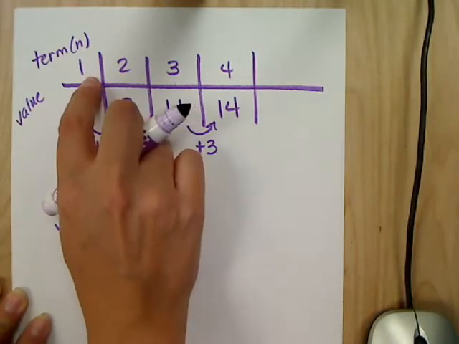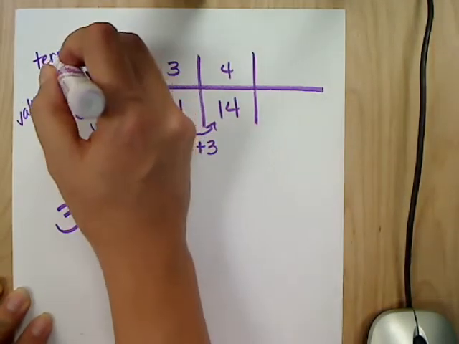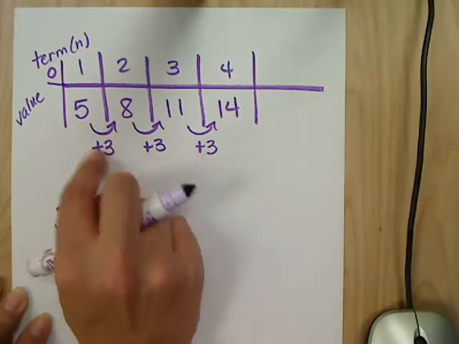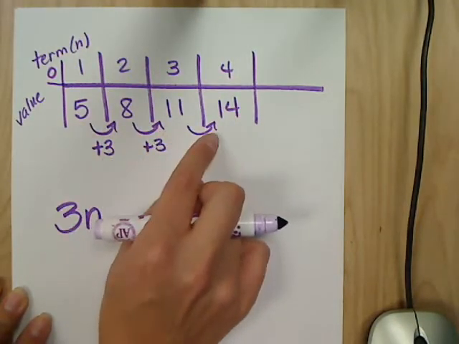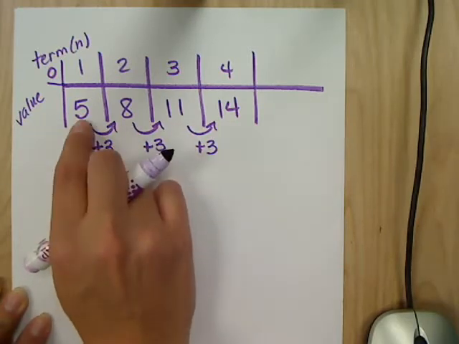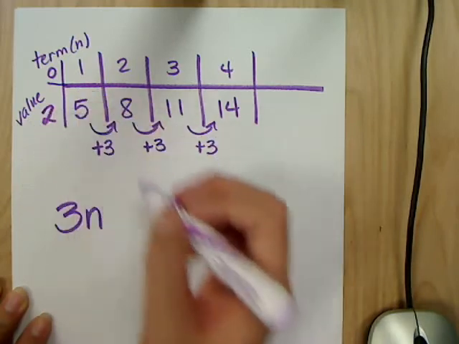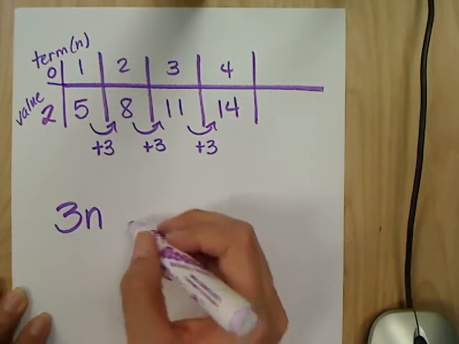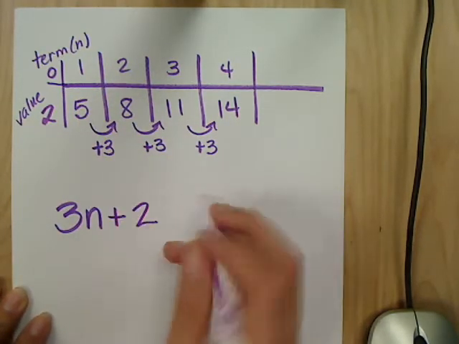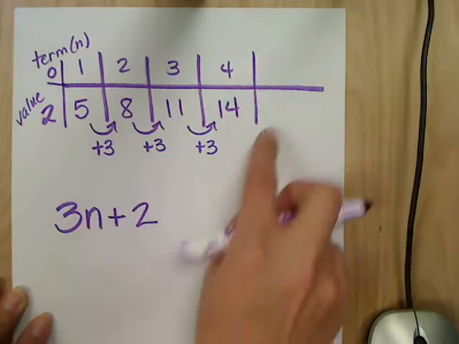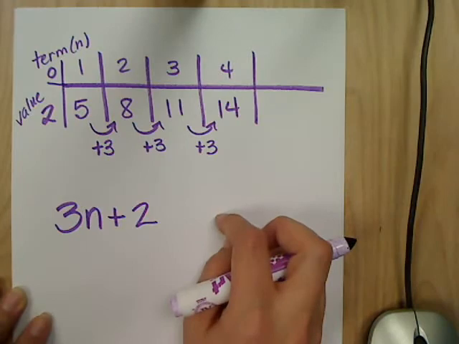So 1 was my first term, so the one right before it must be the 0 term. So if I'm adding 3 each time here, what plus 3 gives me 5? 2. So 2, is it a positive 2 or a negative 2? So that's my next number that I write. 3n plus 2 is the rule for this sequence table here.